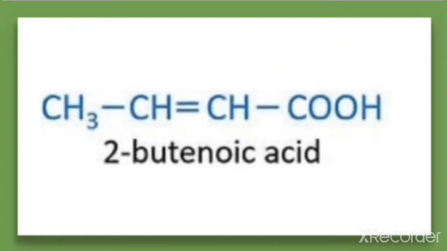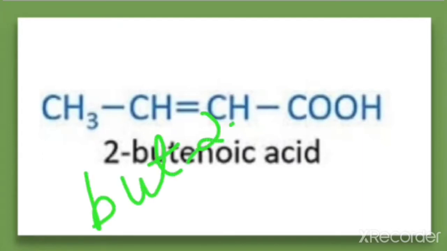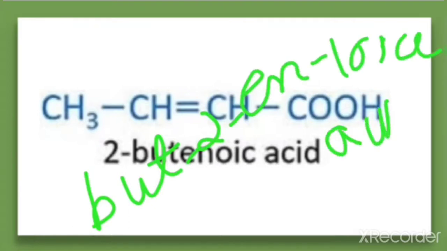Next one. In this also there is one double bond and there is no substituent, only the main chain having 4 carbons, therefore it is called 2-butenoic acid, or it can also be named but-2-ene-1-oic acid. Like this also we can name this one, that is but-2-ene-1-oic acid.